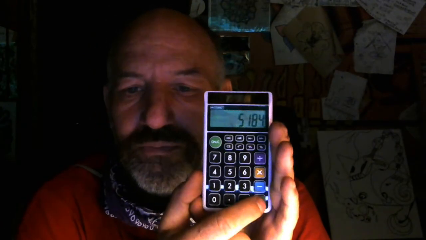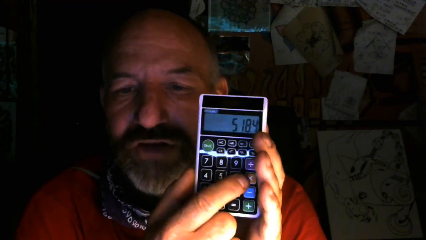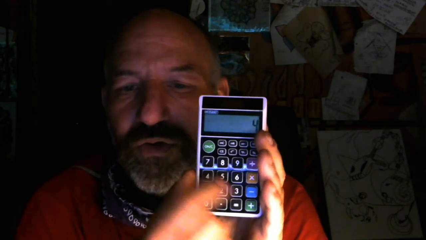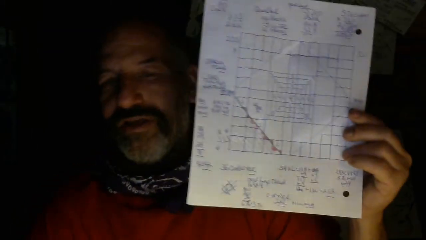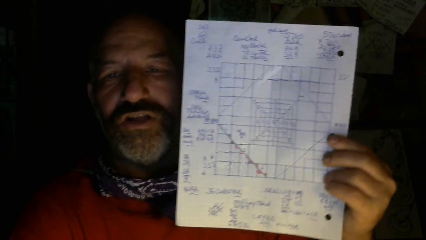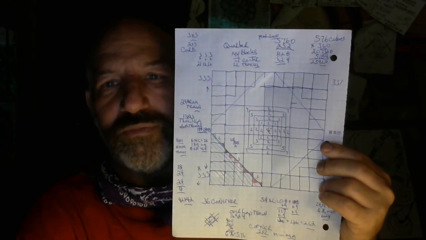Okay. 5184 plus 2736 equals the Mayan count at 25,920. Divide this by 5, it equals 5184. 4320 times 6 equals 25,920. It is absolutely mathematically perfect. The creation and the numerological values inside the pyramids of the Mayans.